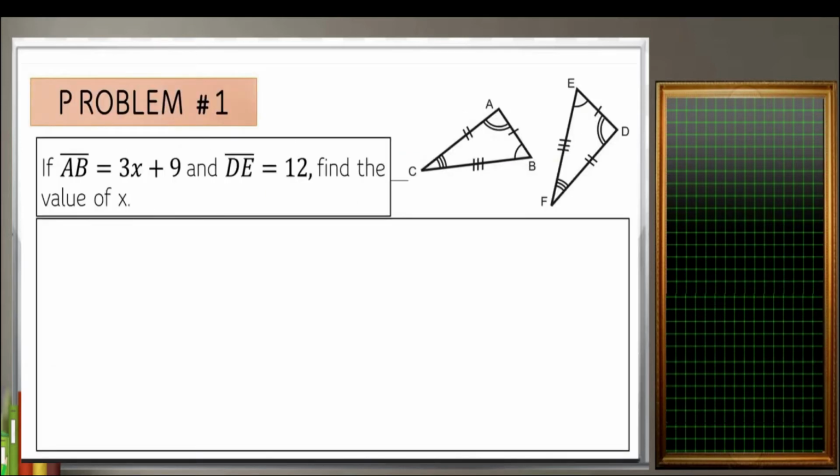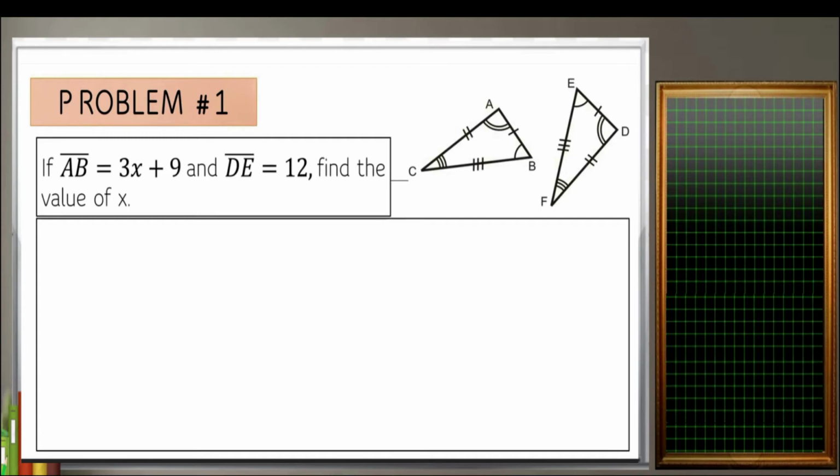Now, let's have another problem, and we're going to apply some knowledge about algebraic expressions. For problem number 1, if line segment AB is equal to 3x plus 9 and line segment DE is equal to 12, find the value of x. The given in the problem are segment AB and segment DE. Based on the figure, AB has 1 mark and side DE also has 1 mark, meaning they are equal.